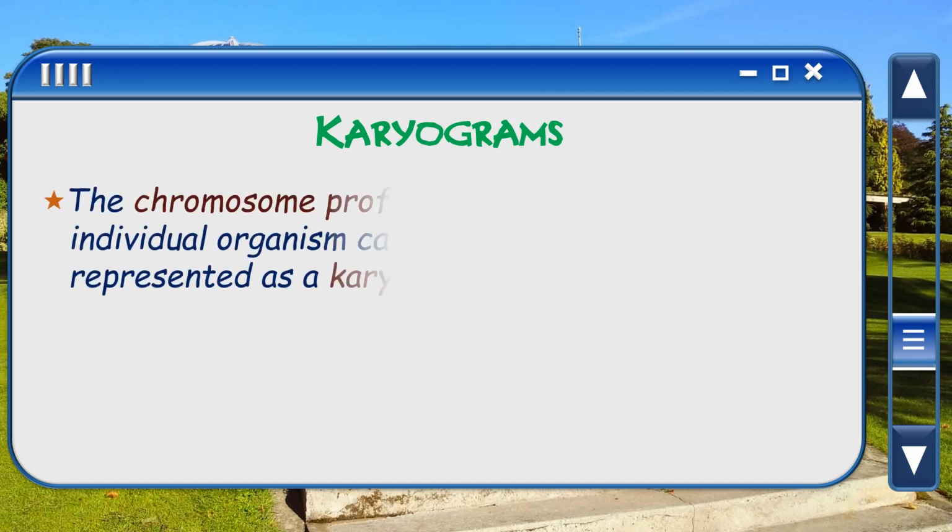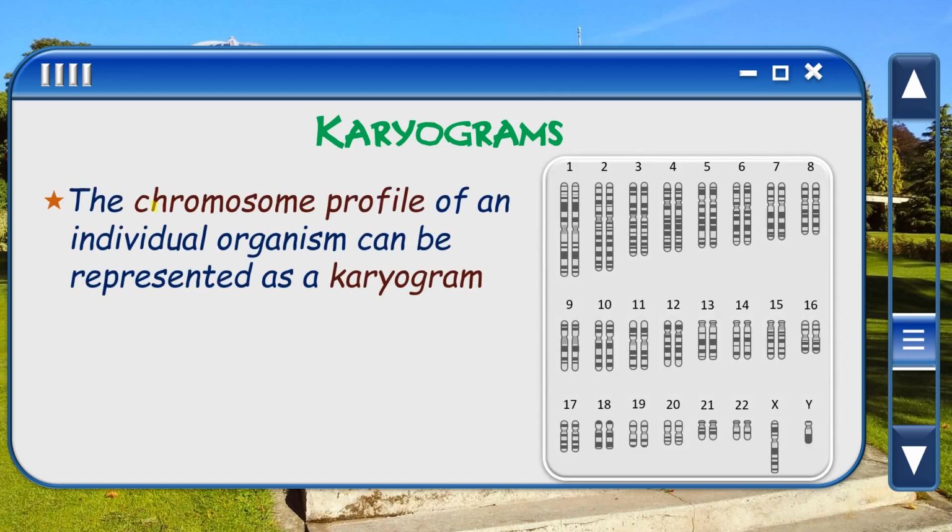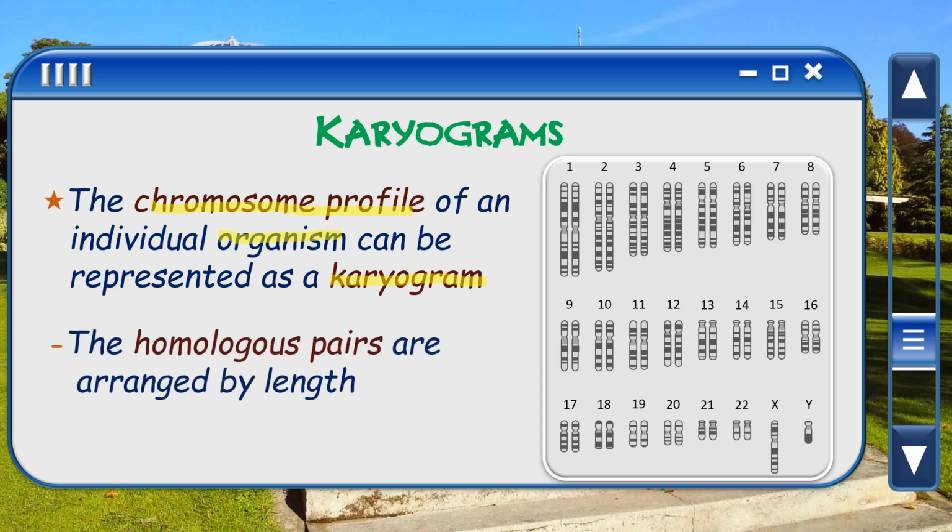Karyotypes. The chromosome profile of an individual organism can be represented as a karyogram. The homologous pairs are arranged by length.